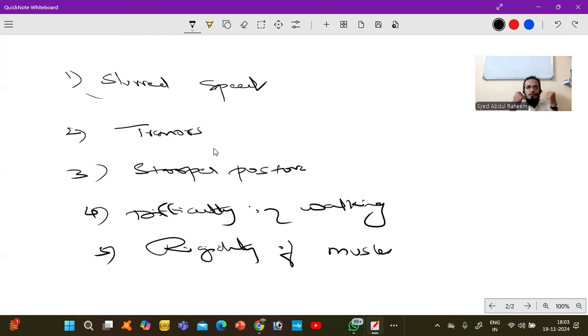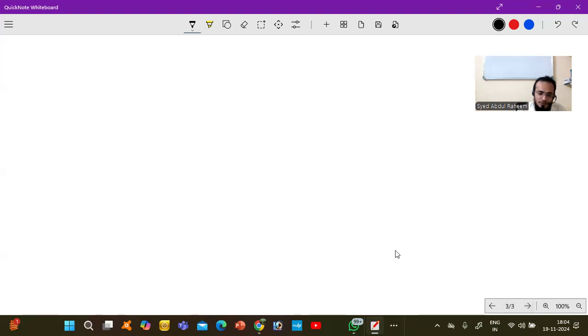Rigidity means stiffness. The hand becomes very tight like this. Starting with neck stiffness, then upper limbs, lower limbs, lower back, and upper back, everything will become very rigid. So why does this happen? Because of lesion in the basal ganglia. These are the clinical features. Other than that, we will discuss the causes. It is caused by infections.